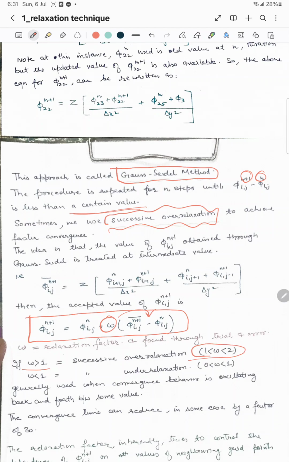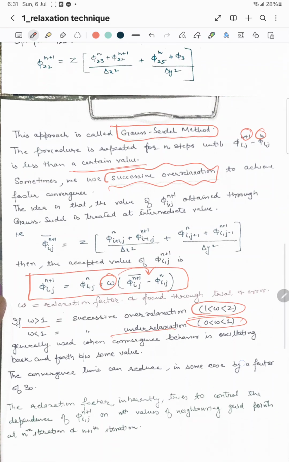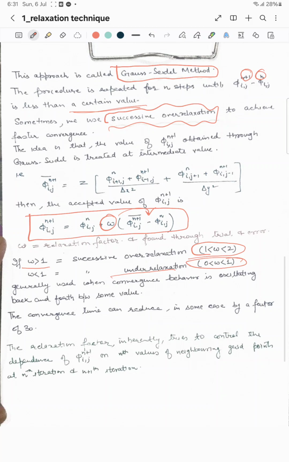The value of w can range between 1 and 2, which is called over-relaxation. So we are making bigger jumps, and when it is less than 1, we are under-relaxing. What we have observed is that sometimes the convergence can increase up to 30.